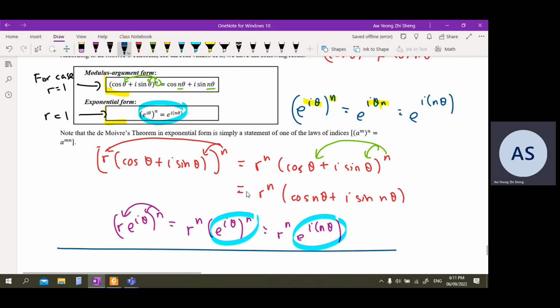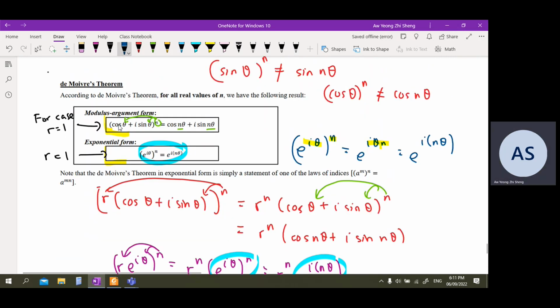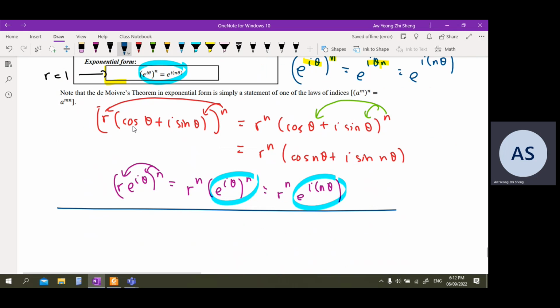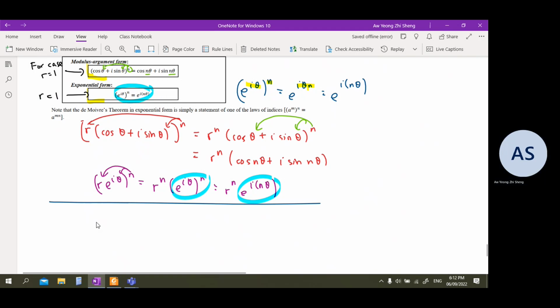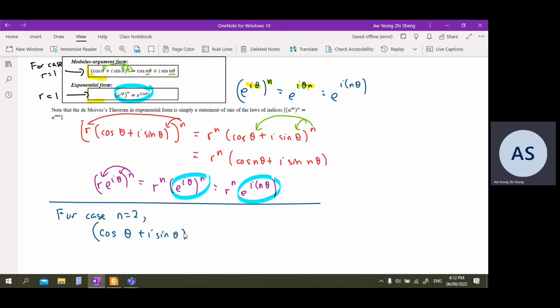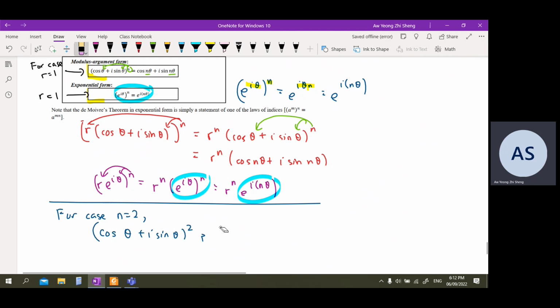Okay, now just a very quick proof of the result in the printed box for the modulus argument form for the case n is 2, just to show you how this can be proven using trigonometry. For the case n equals 2, the result in the printed box for the modulus argument form would look like this: (cos theta + i sin theta) to the power of 2 is equal to cos 2 theta + i sin 2 theta.